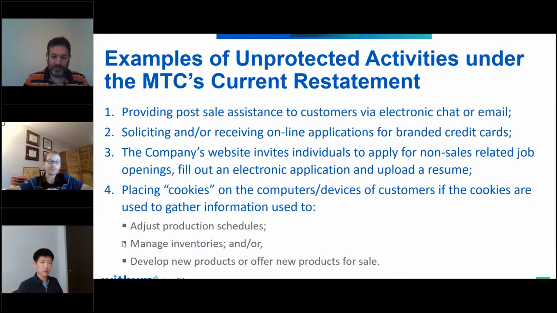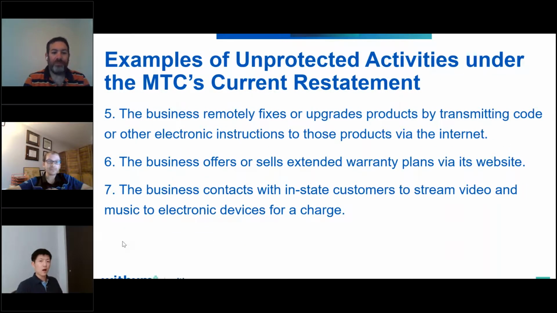Yeah, absolutely. We'll continue. So other kind of unprotected activities include a business remotely fixing by transmitting codes and upgrades to your computer, or the business offering extended warranties on its website, and contacts with in-state customers to stream videos or music. So these are a lot of things that on a daily basis, I see plenty of websites that offer multiples of these items, 1 through 7 at minimum.